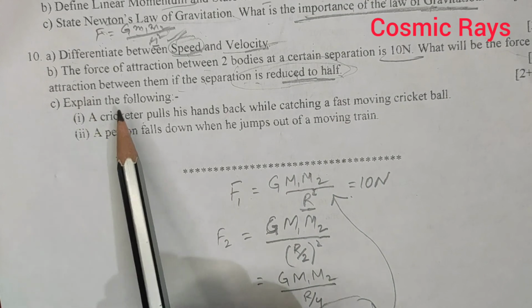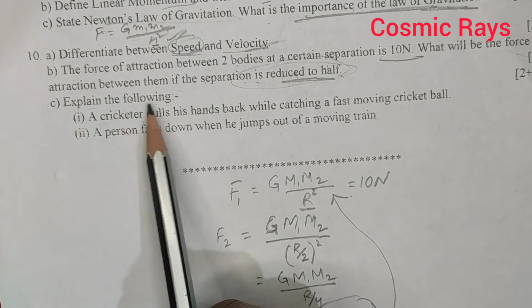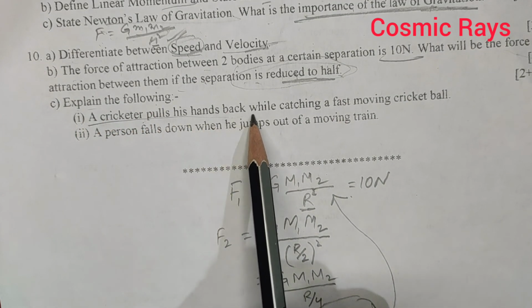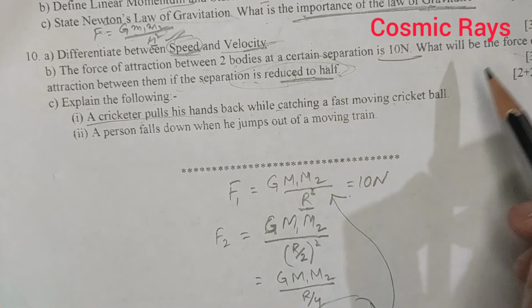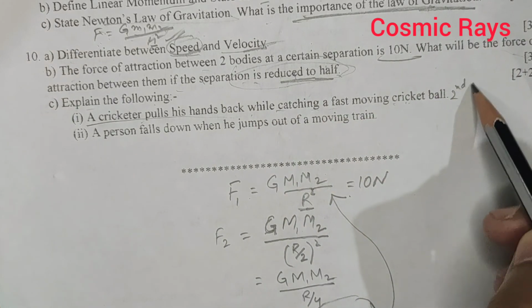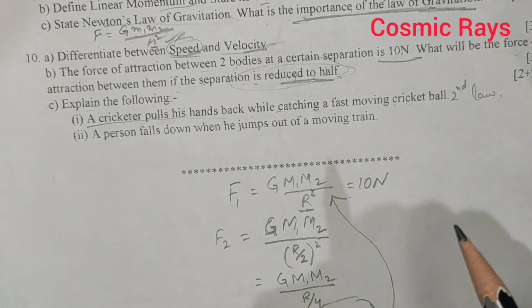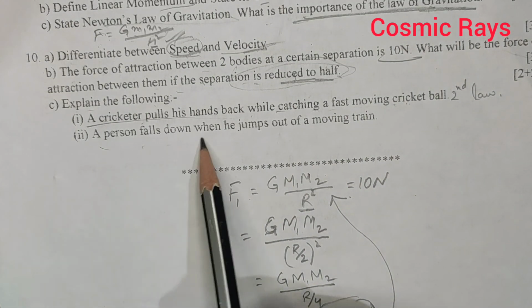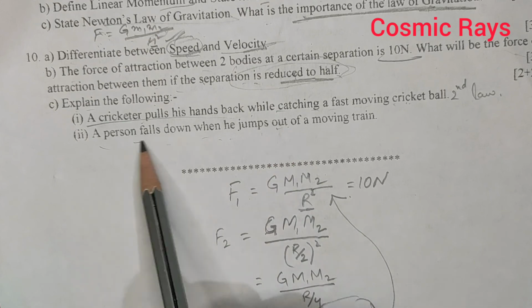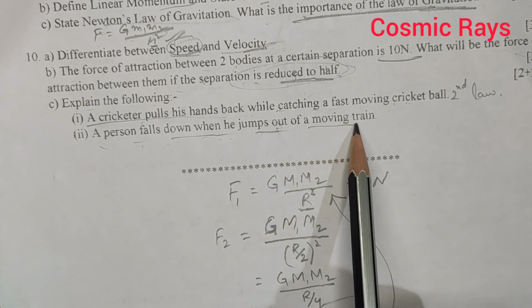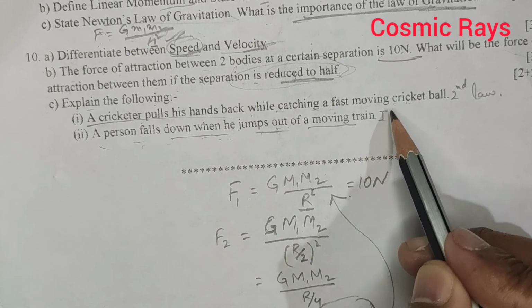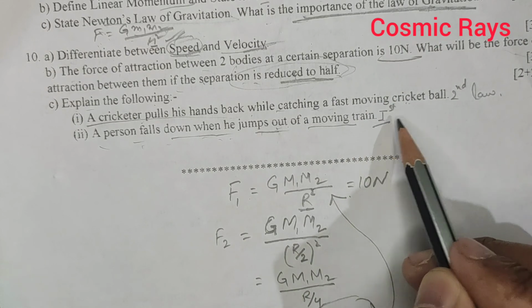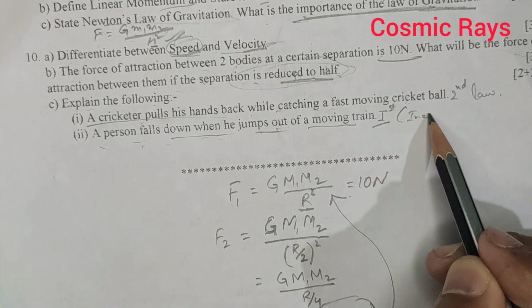The last question says, explain the following. The cricketer pulls his hand back while catching the fast moving cricket ball. You can explain this on the basis of the second law of motion. And a person falls down when he jumps out of a moving train. This can be explained on the basis of the first law of motion, and you'll have to talk about inertia.